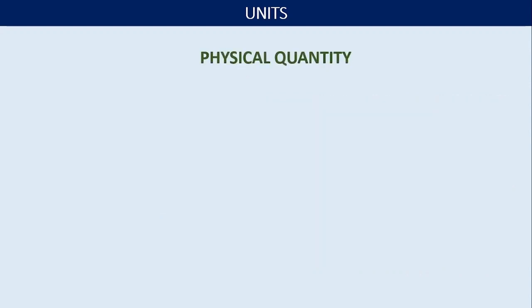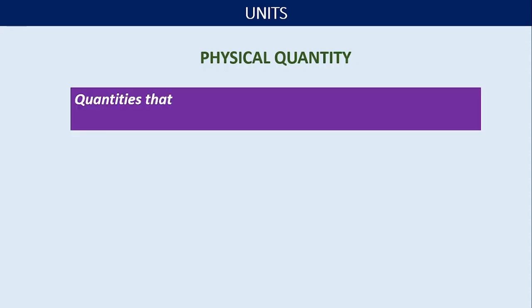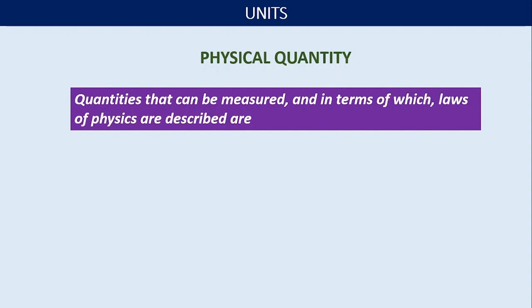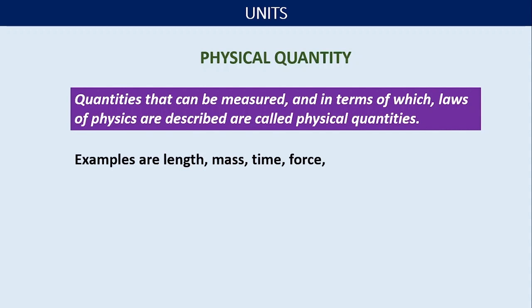Physical quantity. Measurable quantities are called physical quantity. Whatever you measure, that quantity becomes a physical quantity. Quantities that can be measured and in terms of which laws of physics are described are called physical quantities. Examples are length, mass, time, force, energy, etc.